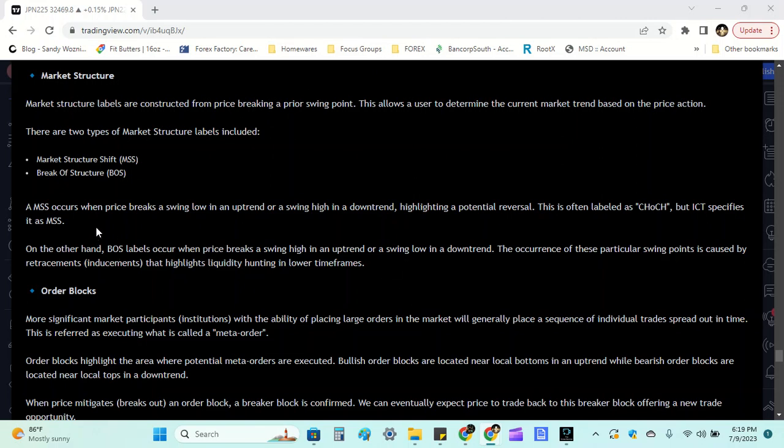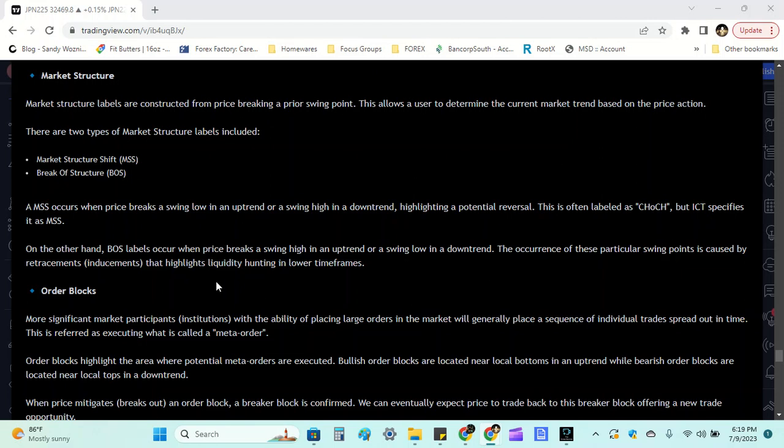A MSS occurs when price breaks a swing low in an uptrend or a swing high in a downtrend, highlighting a potential reversal. This is often labeled as CHOCH in the sense of other indicators or other scripts, not here.